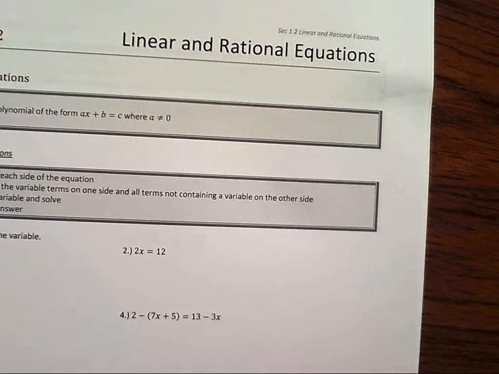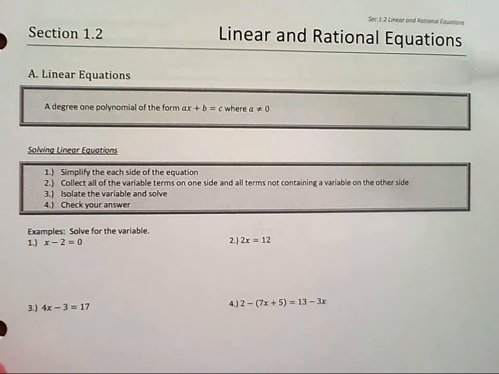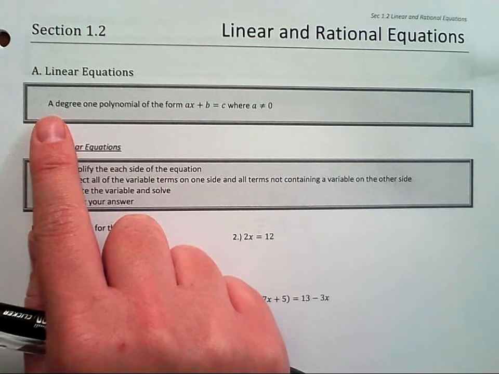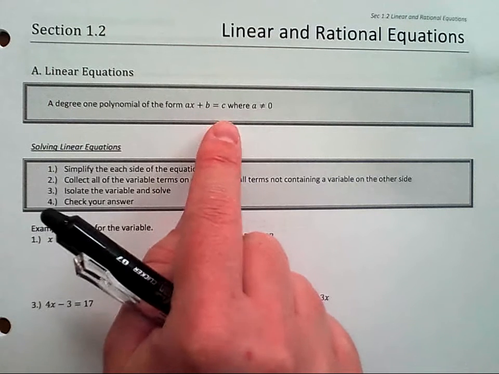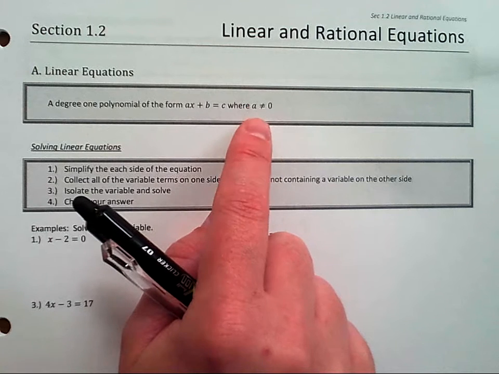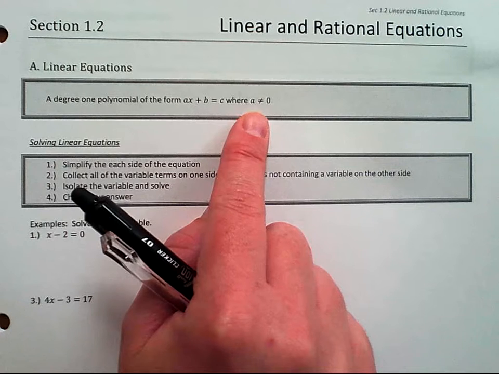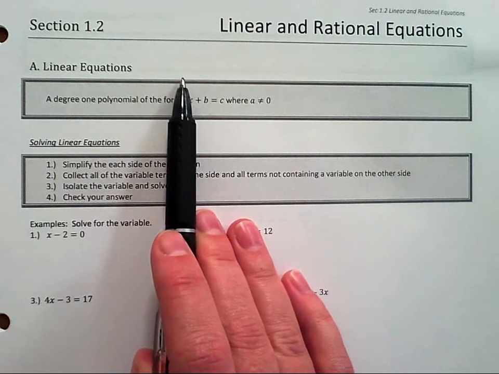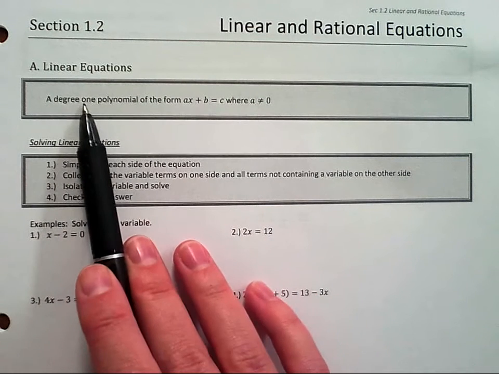We have linear equations. Section 1.2 is linear and rational equations. So the first topic we'll talk about is linear equations. A linear equation is a degree 1 polynomial of the form ax plus b equals c, where a does not equal 0. Why is it important that a does not equal 0? If a did equal 0, I would just have some number equals another number, right? Not linear, because I need a degree 1 polynomial.